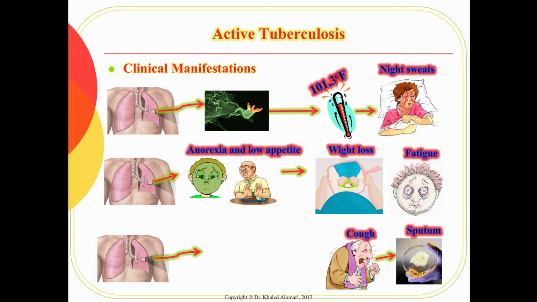And then the other thing is that an active TB patient is coughing and will have a productive cough. And that's the sputum we will send to identify the microorganism to see if it's an active TB or not.